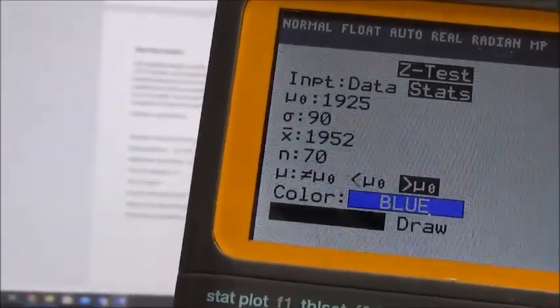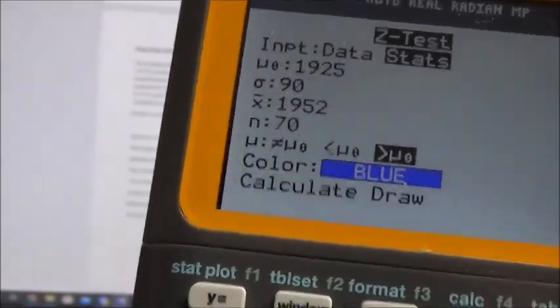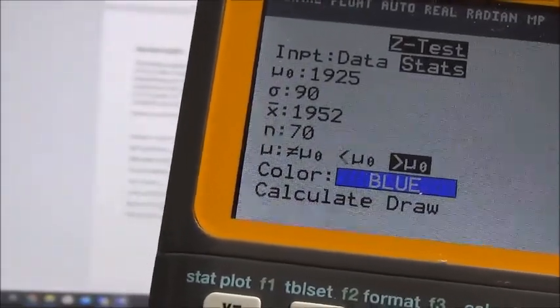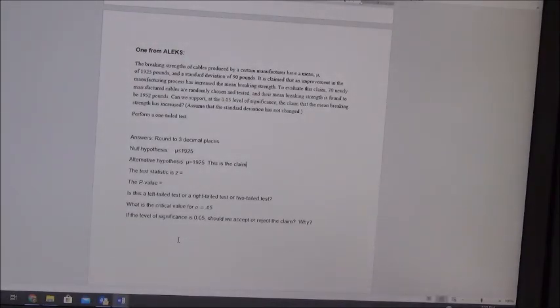Write down your test statistic to 3 decimal places, your P value to 3 decimal places. Decide if it's a left-tailed test, a right-tailed test, or a two-tailed test. And then you'll have to calculate the critical value. You can either use your graphing calculator or use the Aleks calculator to find that critical value, and then decide, should we accept or should we reject that claim?